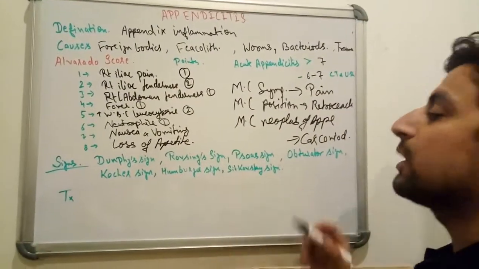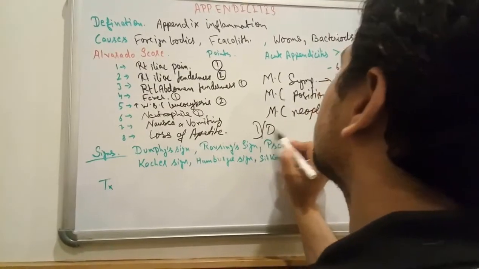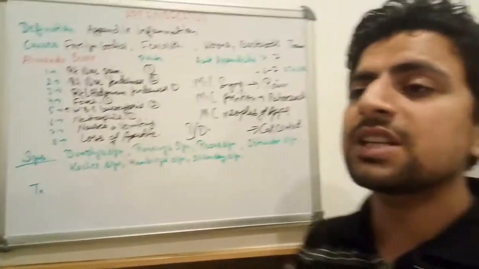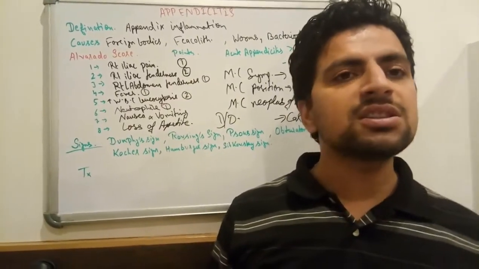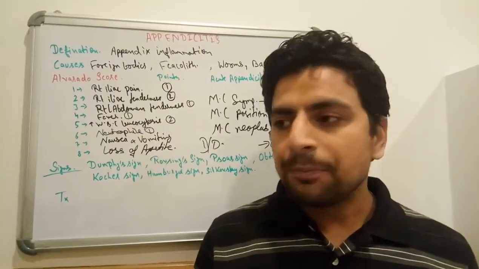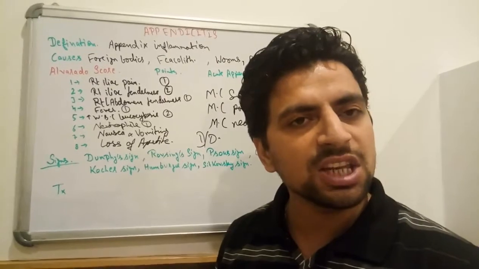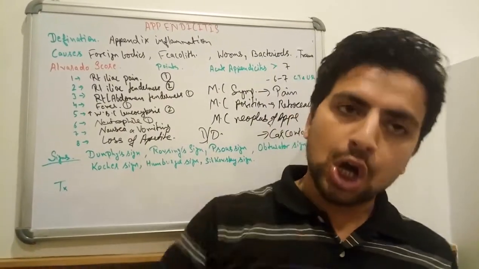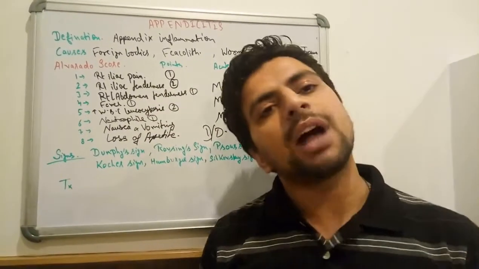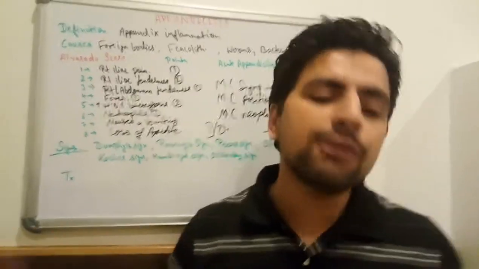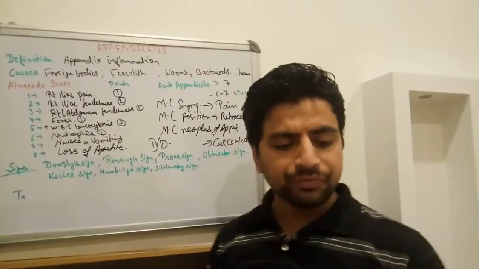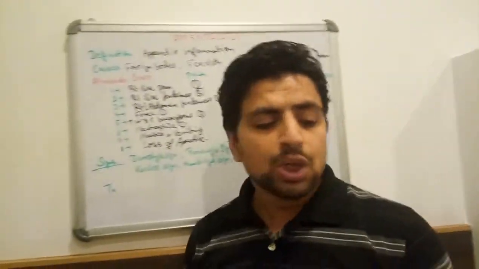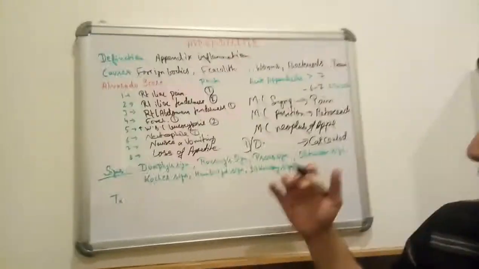But never forget about DD, differential diagnosis. Differential diagnosis like gastroenteritis, intussusception in children. Sometimes ectopic pregnancy, sometimes Crohn's disease, sometimes ulcerative colitis. So never forget, never forget. Sometimes peritonitis, lymphadenitis. So now we come to treatment.